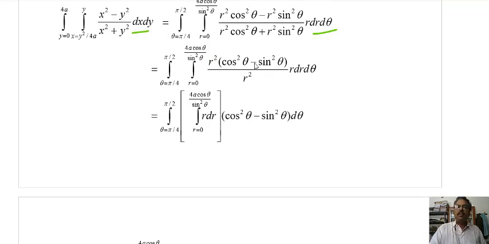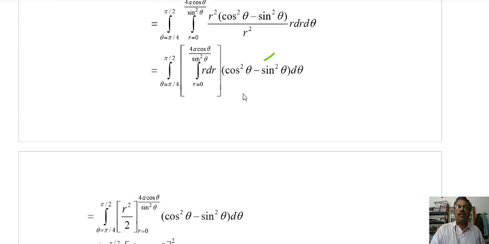cos square theta minus sin square theta outside. So inside the function, r times, only separate r values and theta values. Inside only r, the r limit is 0 to 4a cos theta by sin square theta. Integral r dr equals r square by 2.